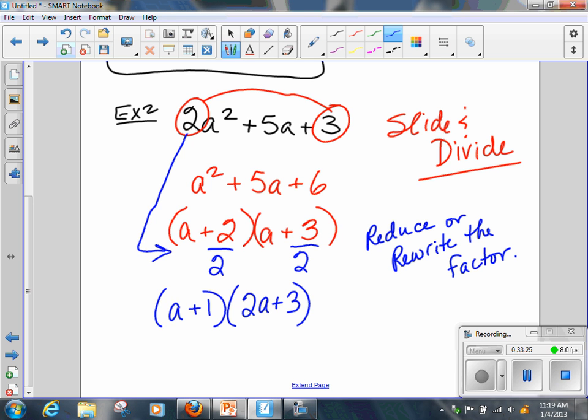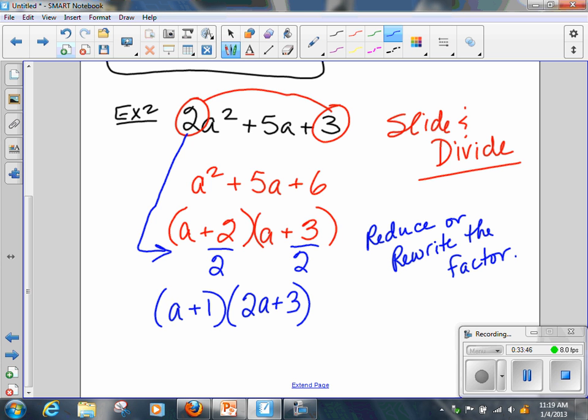Folks, there is some algorithm out there that somebody realized if you did slide and divide like this every time, it'll work every single time. Do not ask me what that algorithm is. I do not know, and I do not care. I know how to factor. That's all that matters.